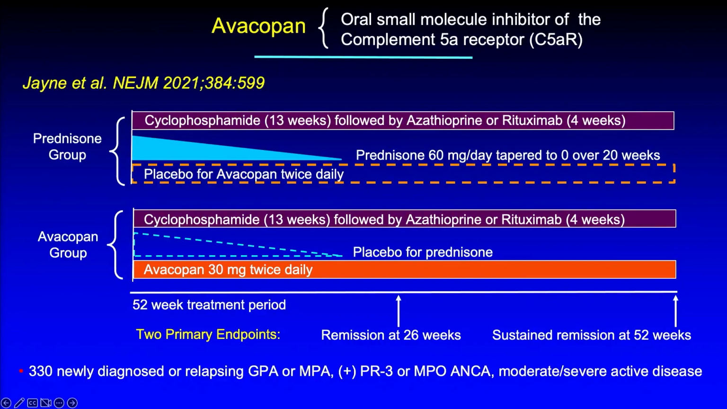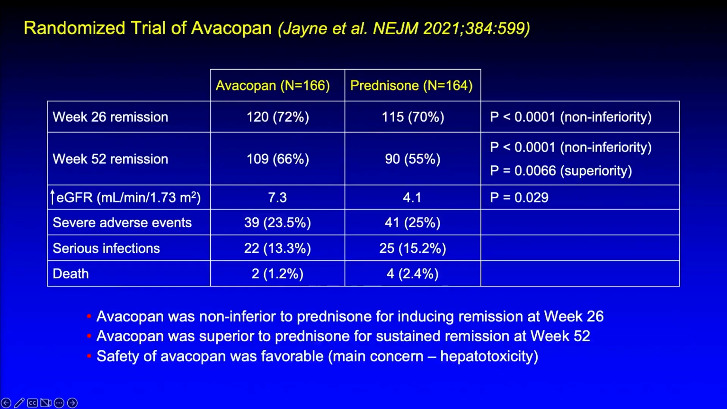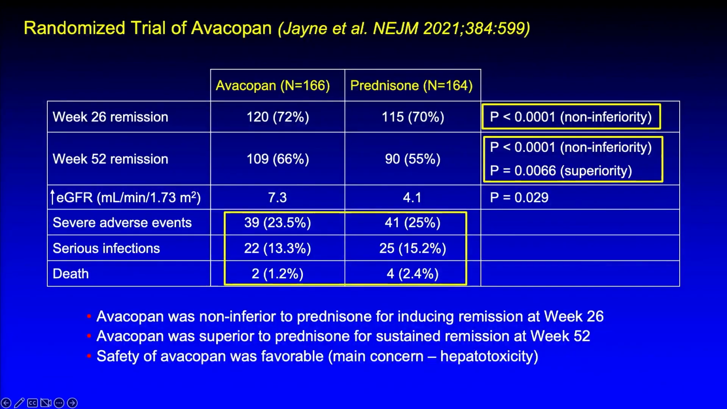Patients received cyclophosphamide or rituximab either in combination with standard prednisone and a placebo for avacopan, or alternatively avacopan and a placebo for prednisone. What was found was that avacopan was non-inferior to prednisone for inducing remission at week 26. It was superior to prednisone for sustained remission at week 52, and the safety of avacopan was favorable, with the main toxicity to monitor for being hepatotoxicity.